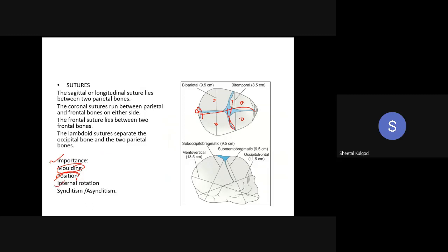Then the internal rotation also can be made out once you are thorough with the different parts of the fetal skull. So we can make out whether the position of the fetal head is in transverse, or it is in anterior, or it is in the posterior, and whether there is an internal rotation occurring from transverse to anterior or posterior. So it will give us an idea about the internal rotation also. Then also about synclitism and asynclitism. Now we'll study about these things later.